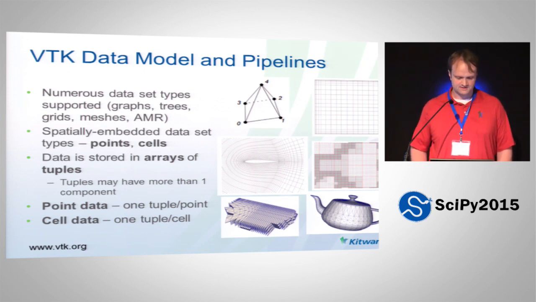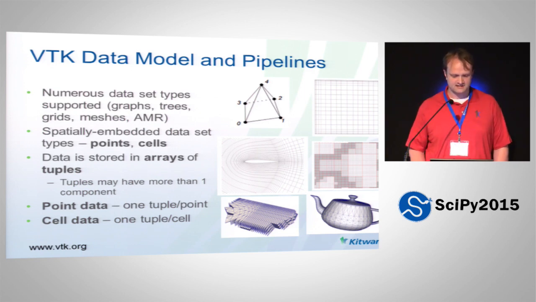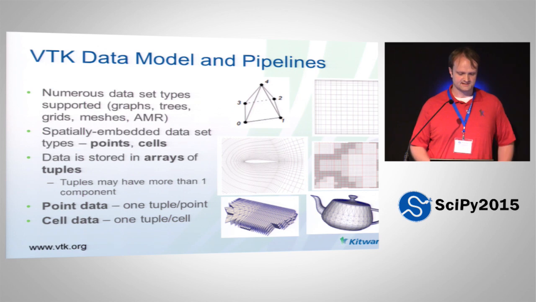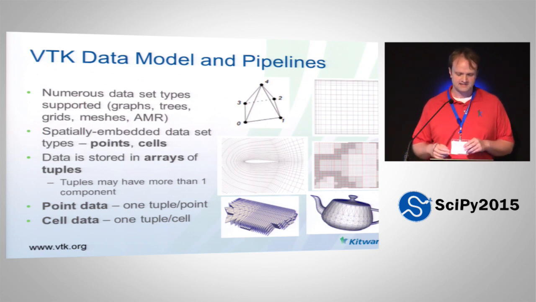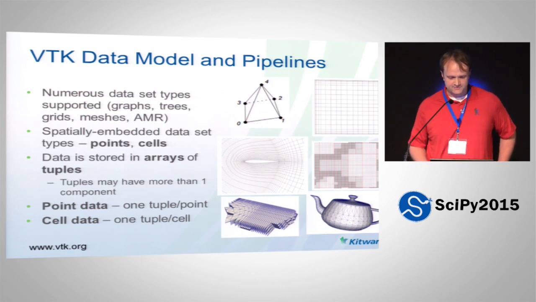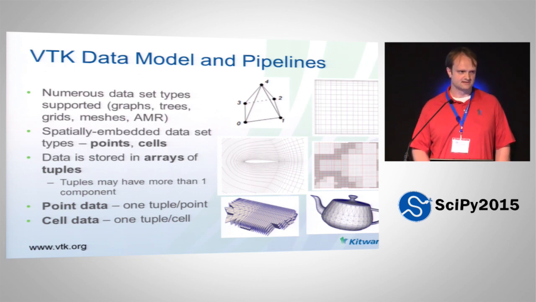So there is support for numerous data set types in VTK, including graphs and trees, grids, meshes, adaptive mesh refinement data sets. And the ones I'll be talking about today are mostly about the spatially embedded data sets. But some of what I talk about also applies to trees and graphs and such. So with the spatially embedded data set, you typically have some 3D space, maybe 2D space, that's partitioned into cells, and the cells are defined by points. Within the VTK data model, the data associated with those cells or those points are stored in arrays.